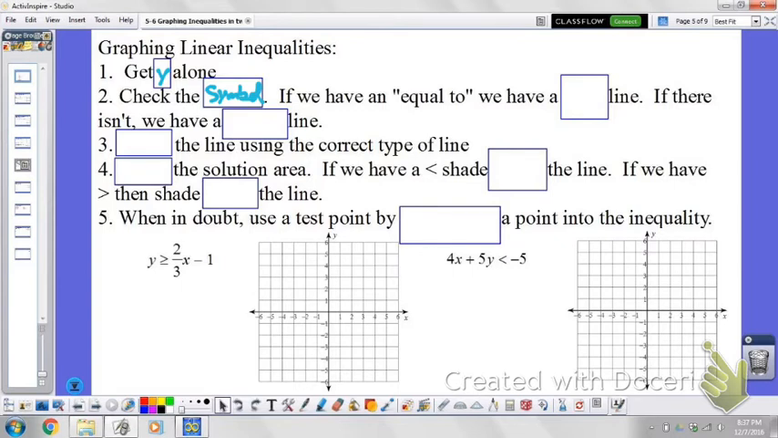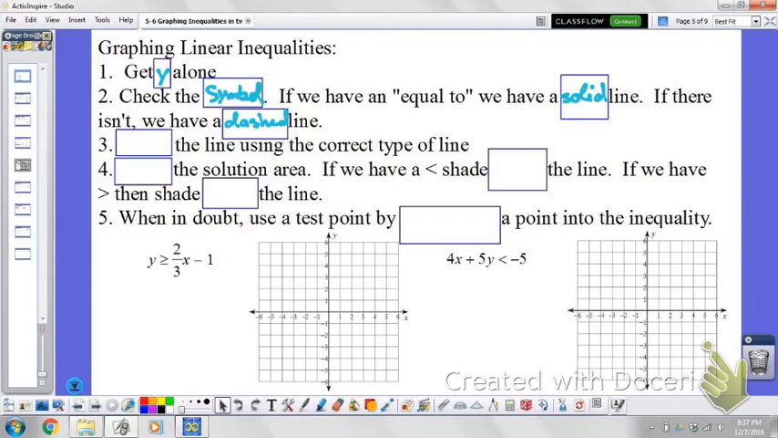So if we have an equal to, we know that we're going to have a solid line. So an equal to means a solid line. And if there isn't an equal to, we know that we have a dashed line to show that the line is not part of our solution. So equal to means we have a solid line. Just a less than or just a greater than means we have a dashed line.